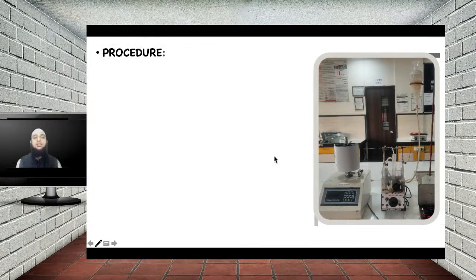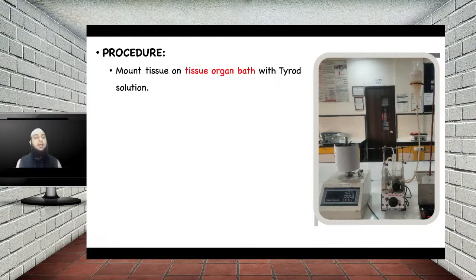Let's move on to the next procedure. The procedure is almost the same as the other bioassays that we have seen. You have to mount the tissue on the tissue organ bath with the Tyrode solution. So this is the tissue organ bath, and here you are going to mount that particular tissue. Then you are going to apply one thread from this side.